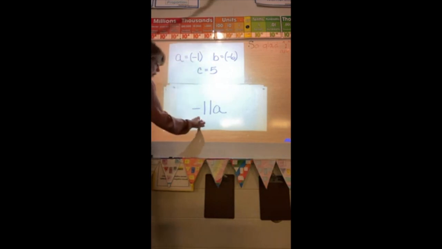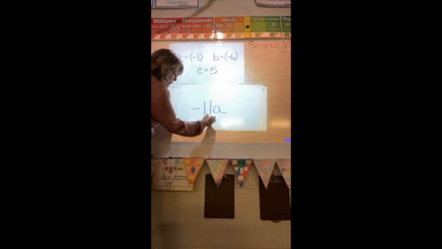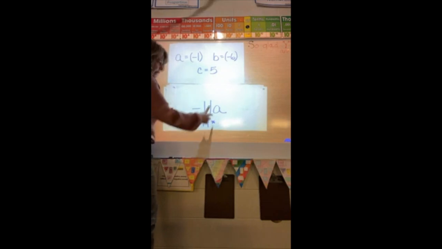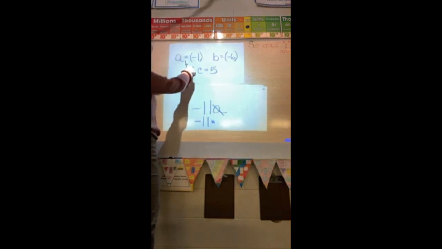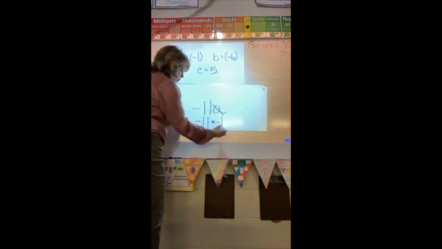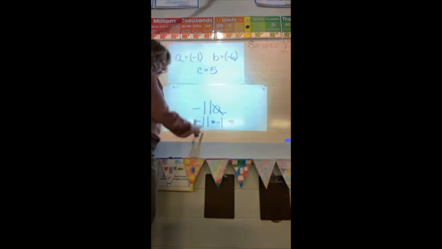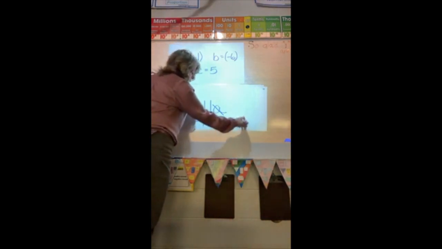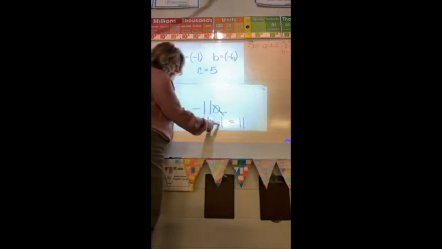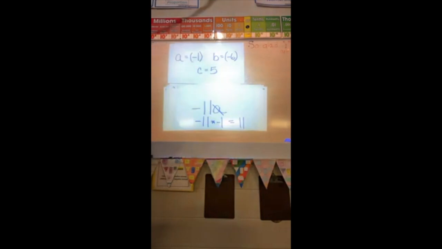Okay, so I'm going to rewrite the problem. -11, we know when they're touching it means to multiply, and take out the A and put in -1. We now have a problem that we can solve. -11 times -1. Our solution: 11 times 1 is 11. A negative times a negative gives us a positive number.